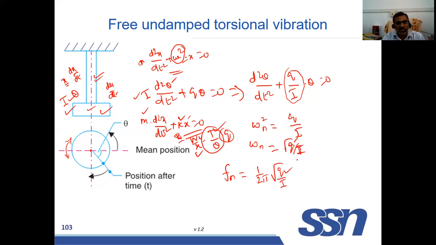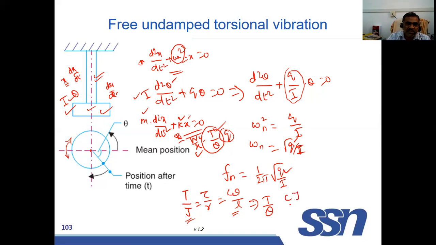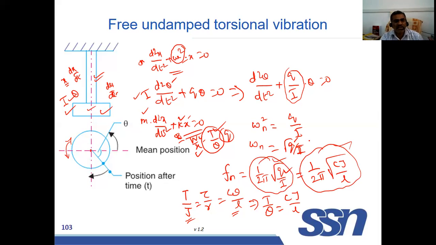The q can be replaced. How can it be replaced? Already in case of torsion, we have studied T by J is equal to tau by r is equal to C theta by L. If you take this term and this term, from this you can find T by theta. That is q is equal to T by theta. So T by theta is equal to CJ by L. So this equation can also be written as 1 by 2 pi into root of CJ by L. You can write it like this or like this, whatever form you can use.